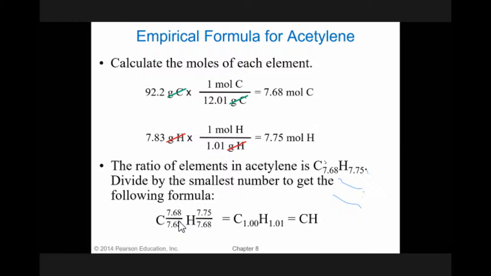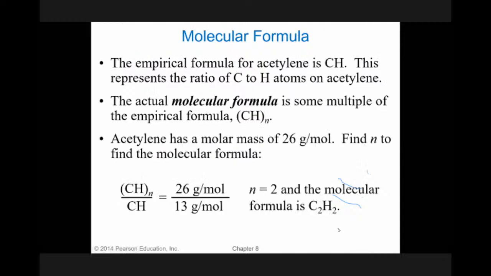So now when we divide, we come out with 1.001. So we're going to round this off. What is the empirical formula? CH. The simplest formula, CH, just like we saw for benzene. So the question was, what is the empirical formula? The empirical formula for acetylene is CH. It is also CH for benzene.